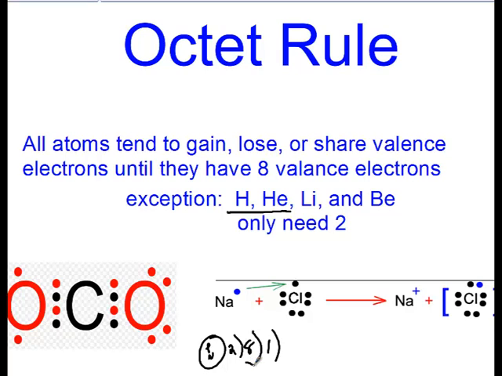So it's going to go ahead and get rid of the 1 valence electron, and it's going to send it over to chlorine. Now, chlorine's got 7 valence electrons. If it gains 1 more, it would have 8, and we can see that this would meet the octet rule.